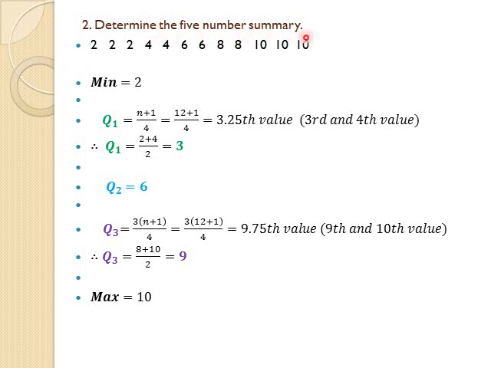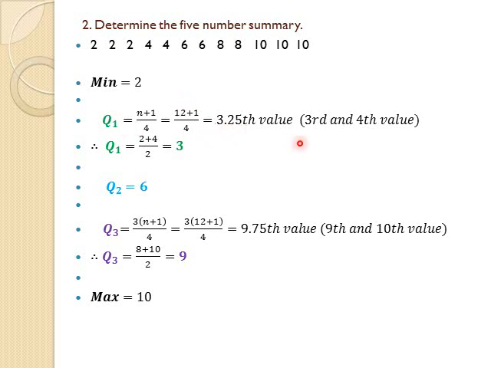Now they want us to get the 5-number summary. We want minimum, quartile 1, quartile 2, quartile 3, and maximum. So minimum, smallest value in this list is 2. To get the first quarter of that 12 values, quartile 1, n plus 1 divided by 4. So I have 12 values. 12 plus 1 divided by 4 gives me 3,25.